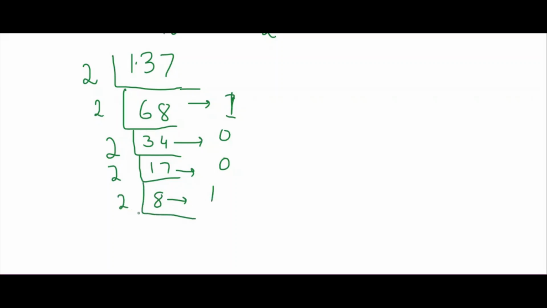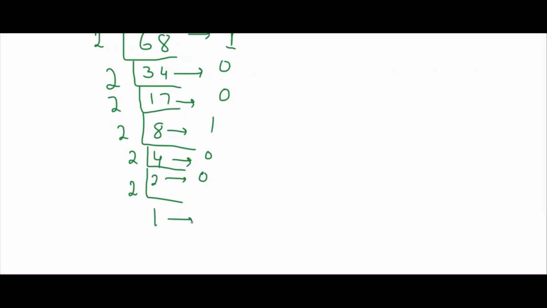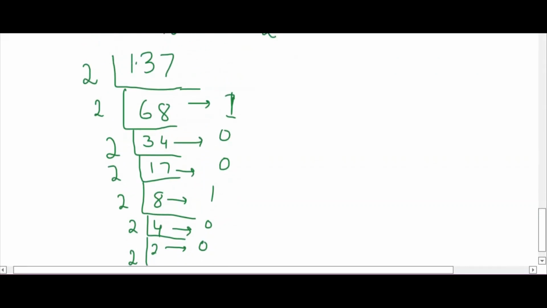Then we divide it again. This time we have a remainder of 0. We divide it again. We get 2 with a remainder of 0. We divide it again. It goes in one time with the remainder of 0. Very good. So this is what we basically get.